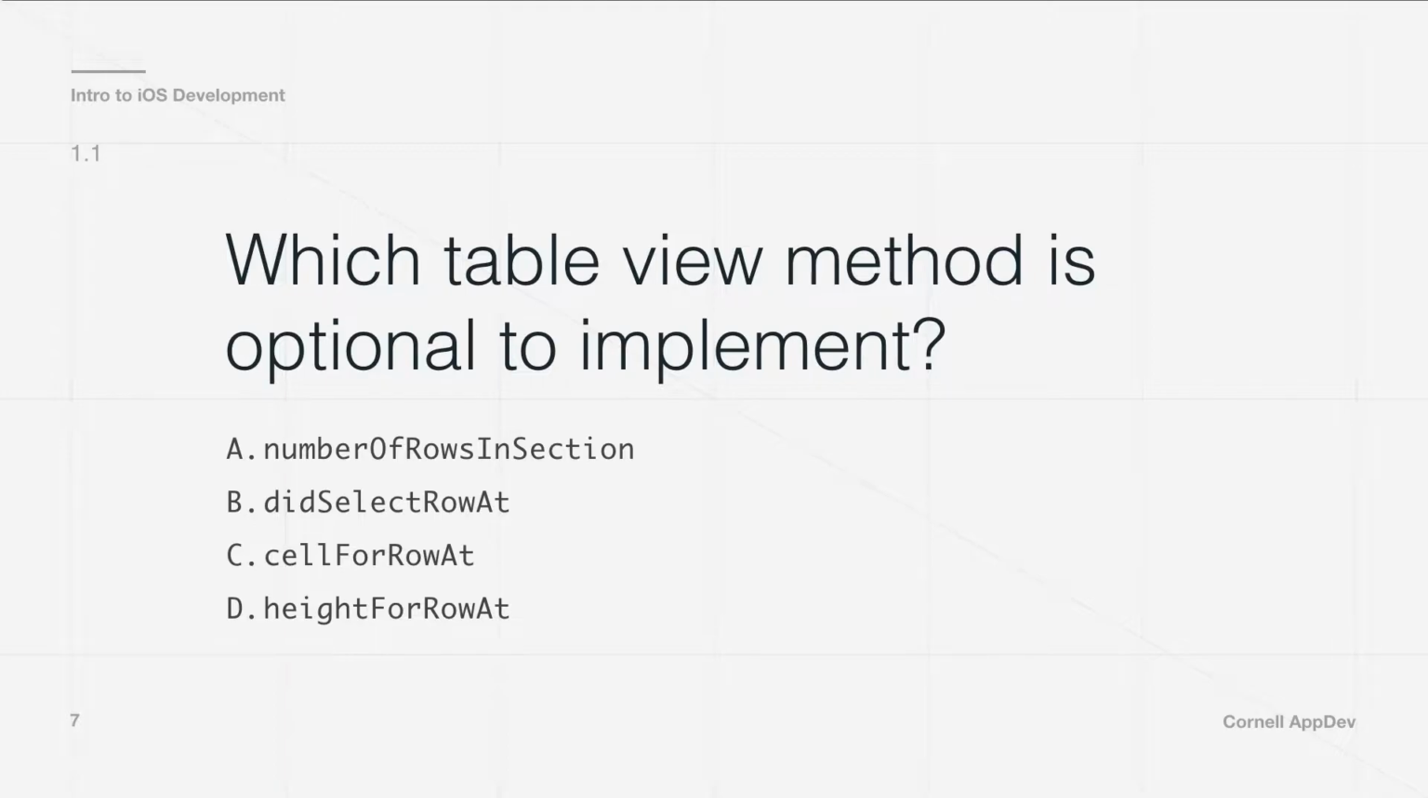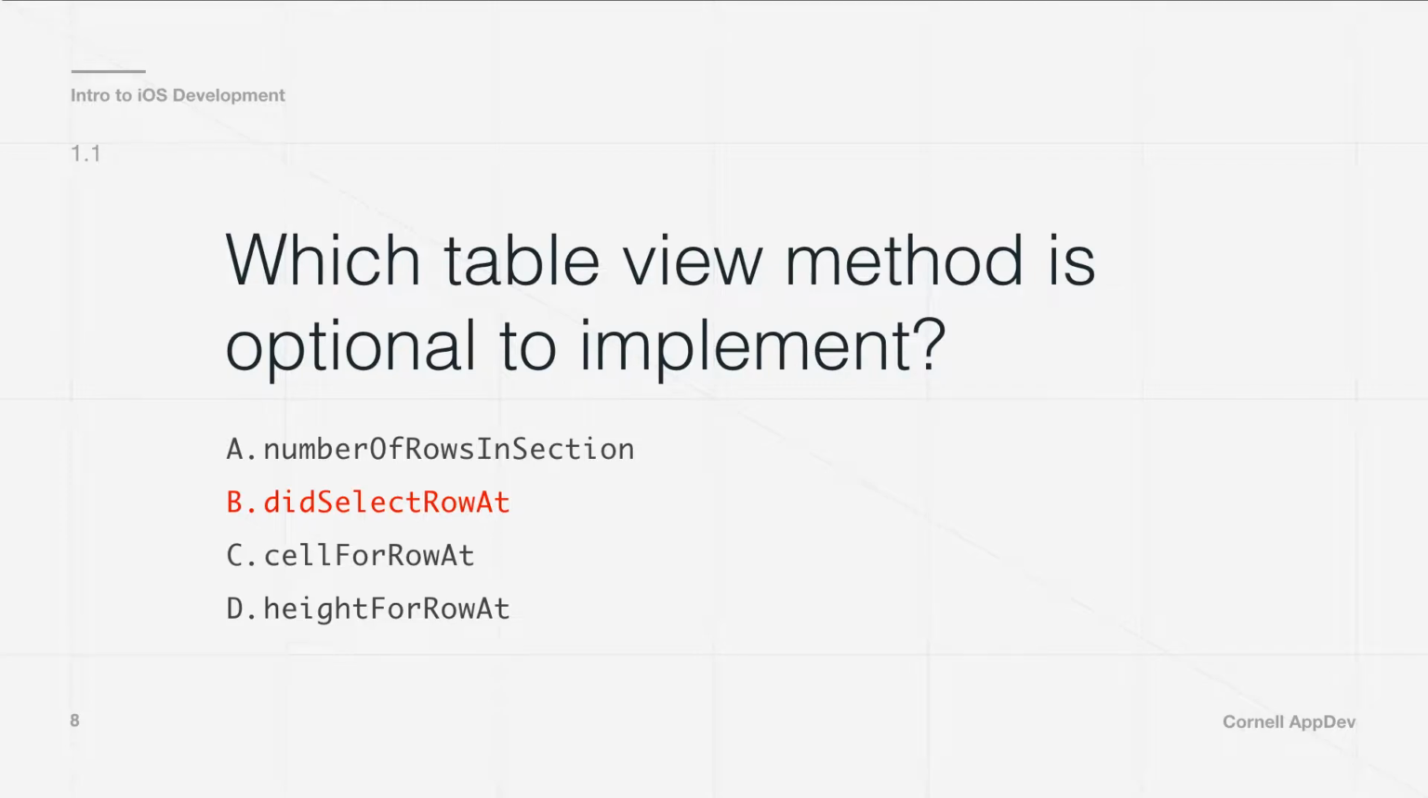Wait, what'd you say? B? Yeah. B is optional. This is because this is part of UITableView delegate, not UITableView data source. When you create a table view, you must implement the data source in order to actually display data inside your table view. But you don't have to have something happen when you select a row, for example. Does anyone have any questions about that?